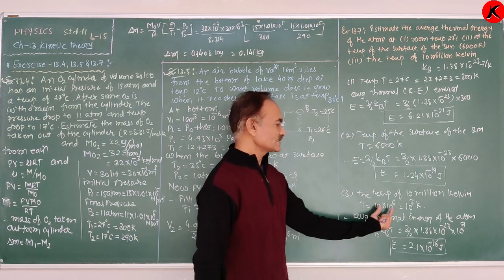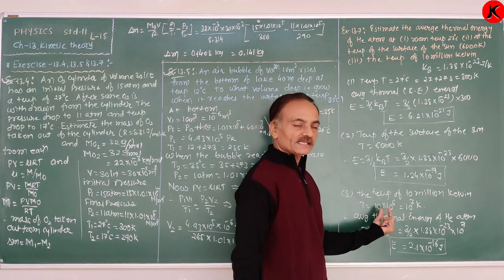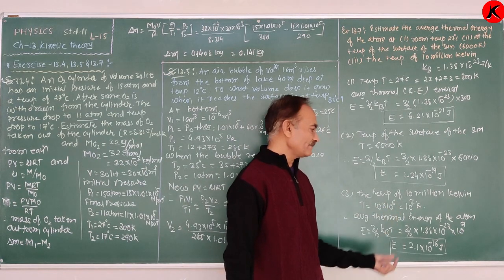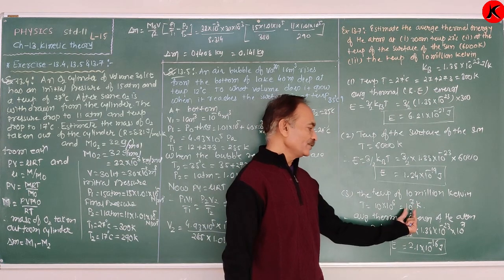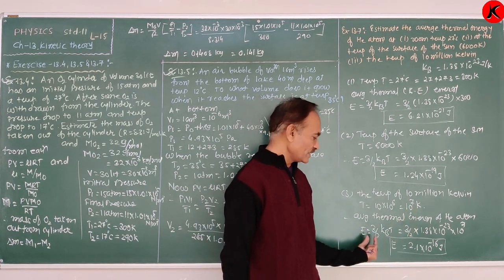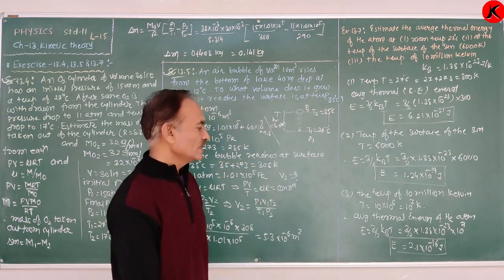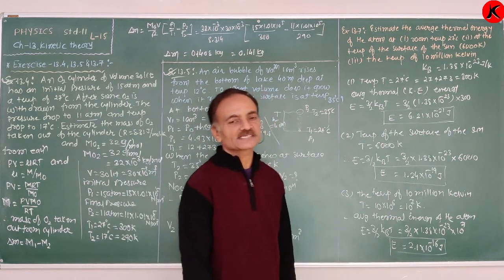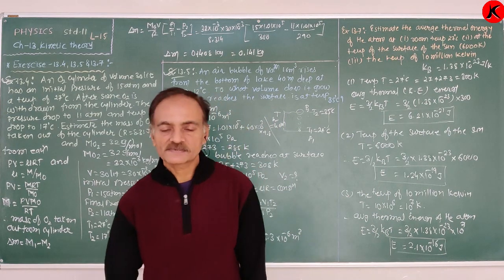And at a temperature of 10 million Kelvin, that means 10 into 10 to the power 6 Kelvin, that means 10 to the power 7 Kelvin. By substituting the value of temperature T as 10 to the power 7, we obtain the average thermal energy of a helium atom as 2.1 into 10 to the power minus 16 joule. Clear? So here the numericals of this chapter are completed.